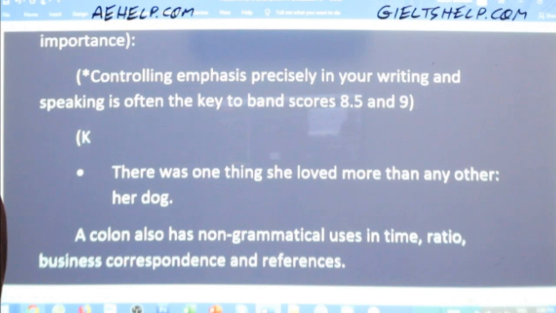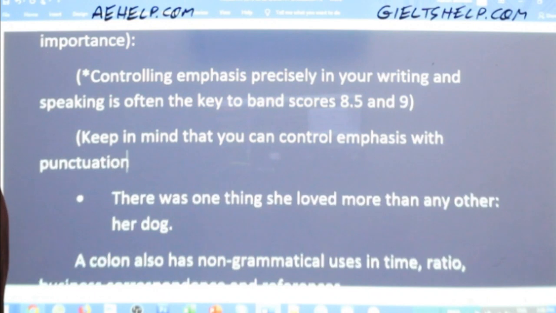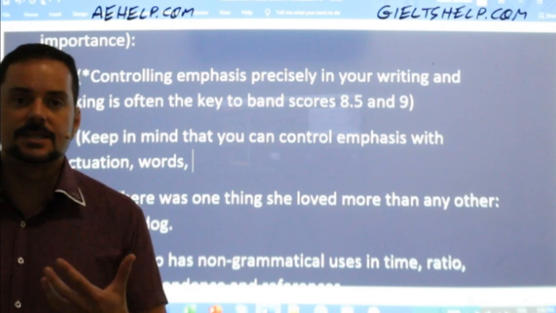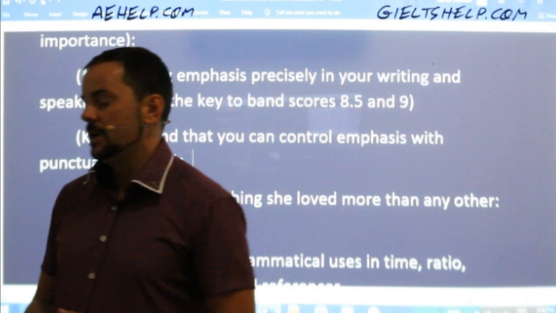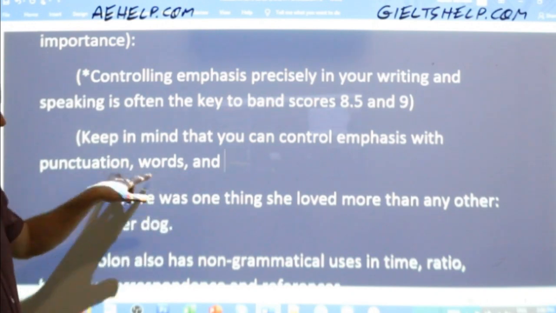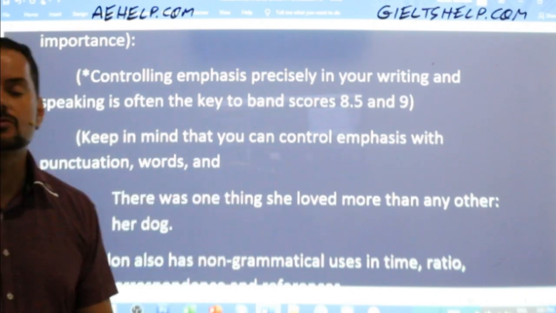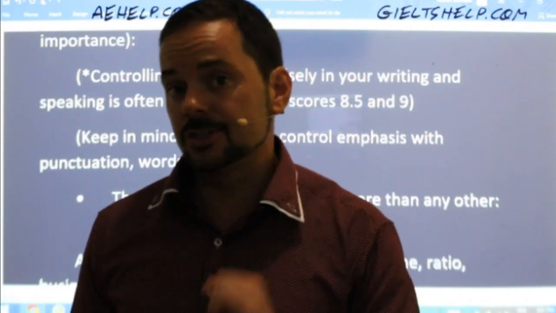Okay, so keep in mind that you can control emphasis with punctuation, words, so the choice of words, or conjunctions, as I said before, correlative conjunctions. And what else? What else can you control emphasis with in your speaking and writing? These are the three elements, these two and the one missing, to control your emphasis in speech and writing. Master these, and you will master communication.